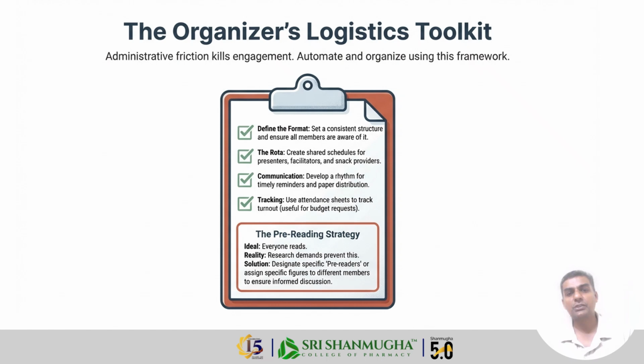Let's proceed to the organizer's logistics toolkit. We need to follow a toolkit to reduce administrative friction and build engagement skills: automate and organize using this framework. Even the best intentions can fail due to poor organization. Logistics may seem minor, but they strongly influence engagement. Clear roles should be defined: who presents, who moderates, and who leads discussions.